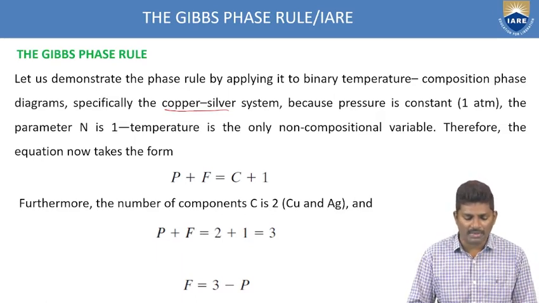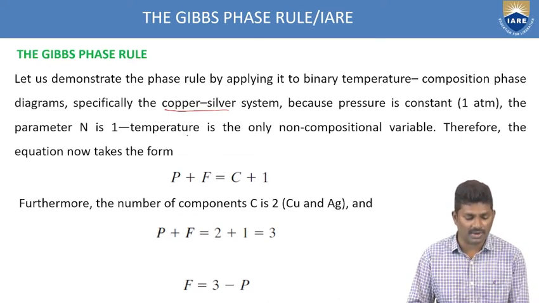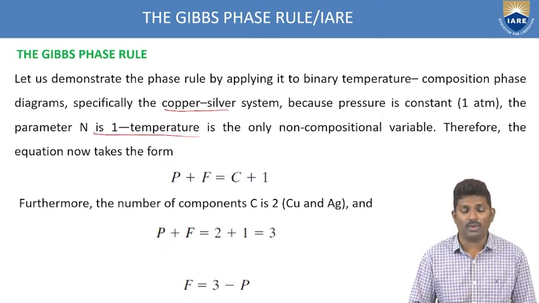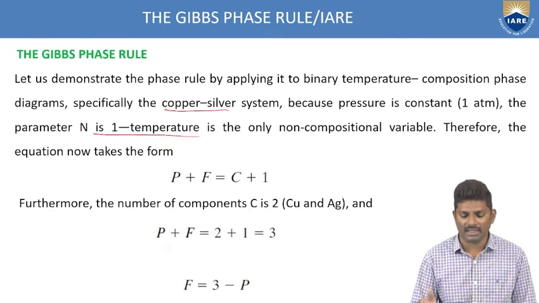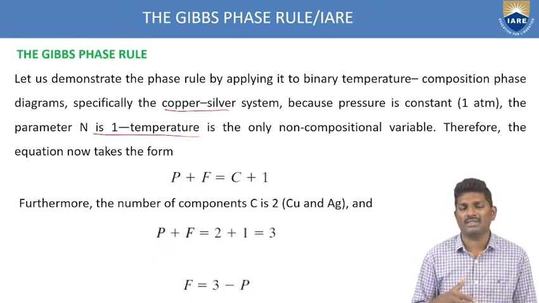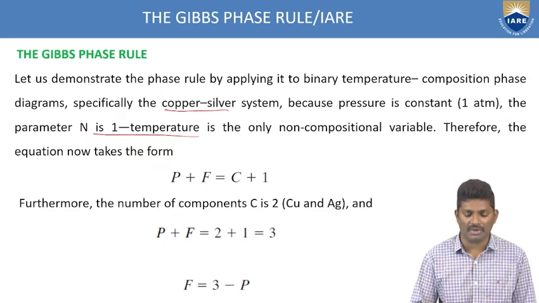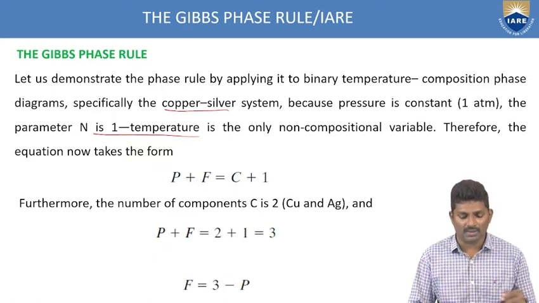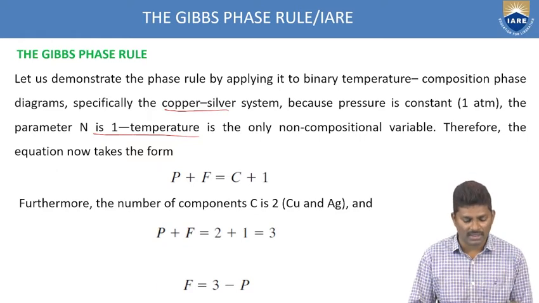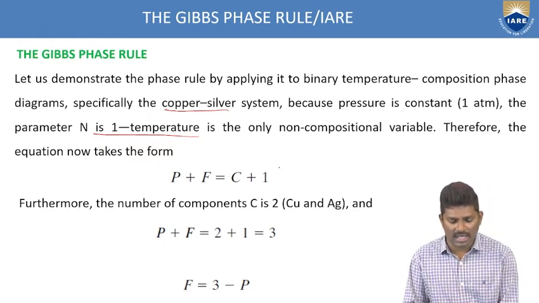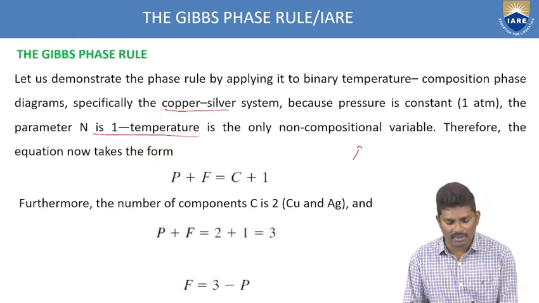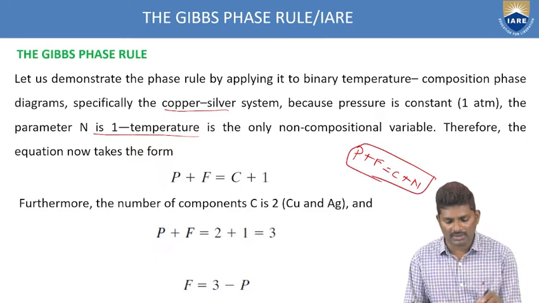So what is happening here? Because the pressure is constant, the parameter N is one: temperature is the only non-compositional variable. Since the pressure is constant, what is the other variable here? We have only the temperature. So that is the only non-compositional variable we have here. So in this equation, generally we have the Gibbs phase rule as P plus F is equal to C plus N. This is our general Gibbs phase rule.